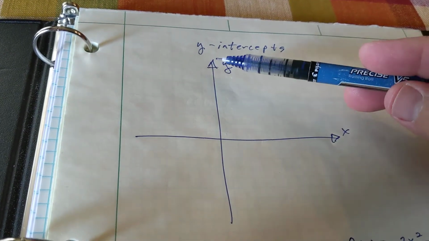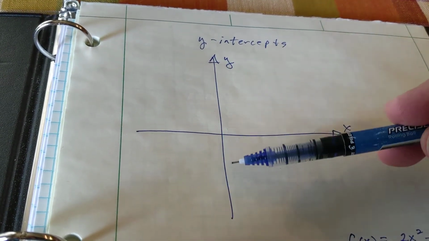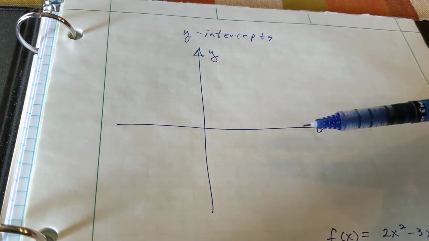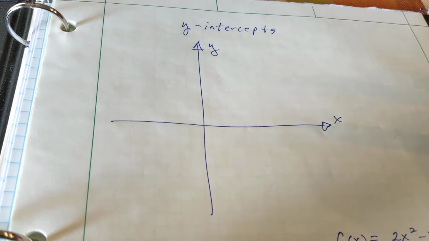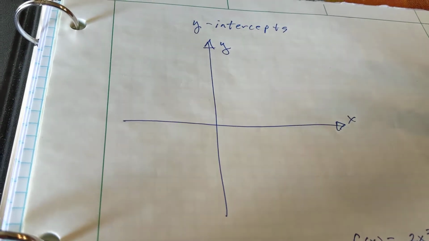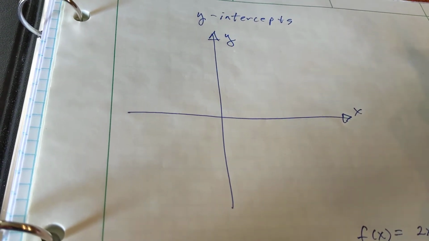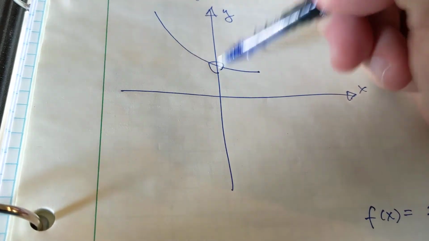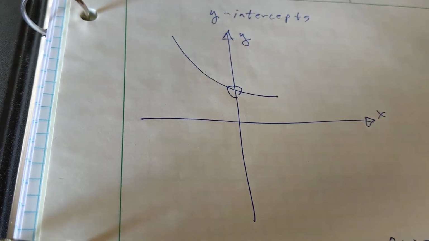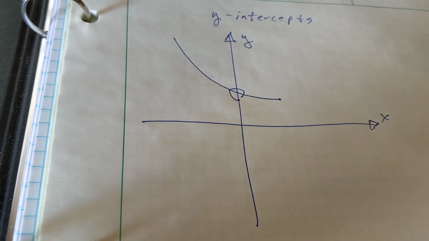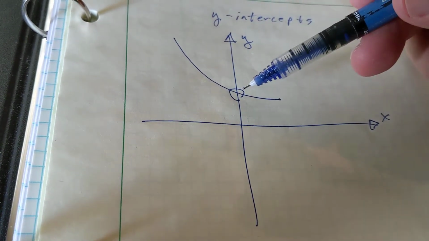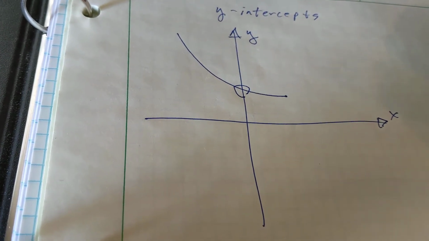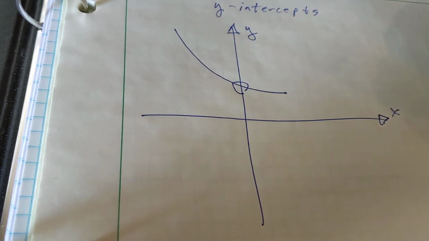You've seen the coordinate plane system, the Cartesian plane system with a y-axis that goes vertically this way and the x-axis that goes horizontally that way. By definition, a y-intercept is where a line or a curve crosses the y-axis. So that would be the y-intercept right here. So a y-intercept is simply where a graph crosses the y-axis.